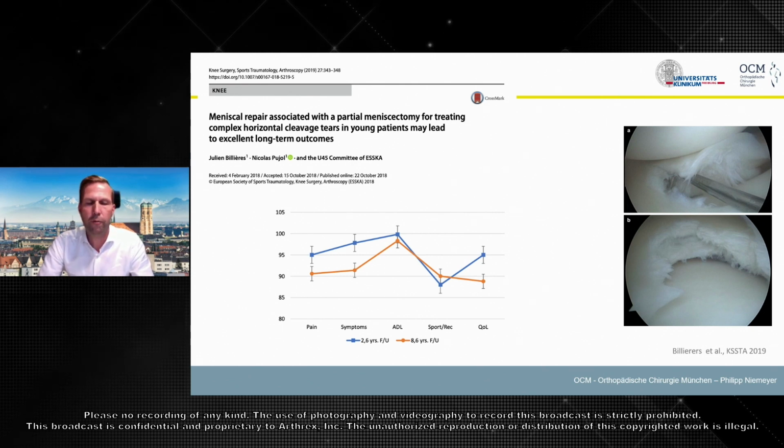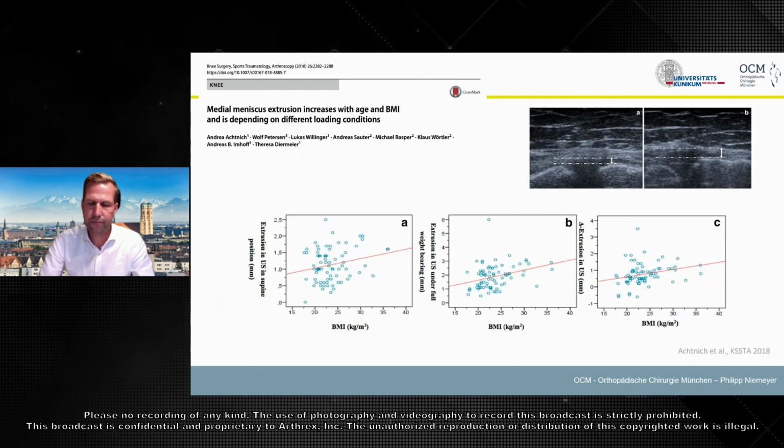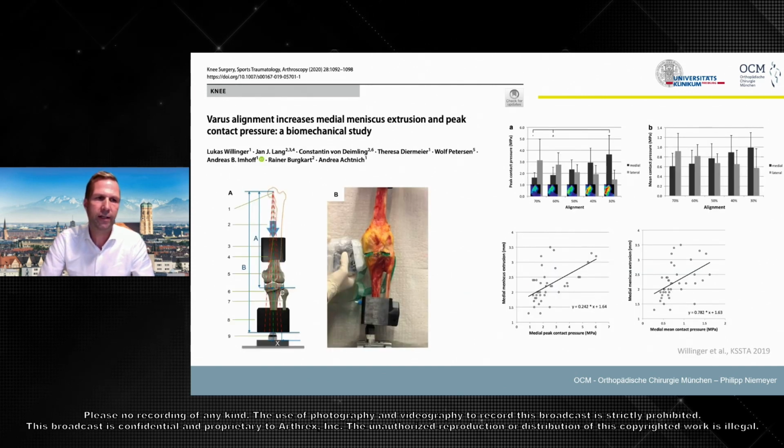And the other big problem, which already came up recently, but which will probably be even more important within the next couple of years, is a loss of tibial plateau coverage due to extrusion of the medial meniscus. Once the meniscus extrudes, the cartilage is exposed, and this is a high risk factor for osteoarthritis. And again, this is a study from Andrea Achtner here from Munich, and she proved, based upon ultrasound investigations, that this also correlates with body mass index. So obesity is definitely a risk factor for medial extrusion. And the same group, Lukas Willinger, just published a paper last year, which demonstrated a strict correlation between varus alignment and medial meniscus extrusion.